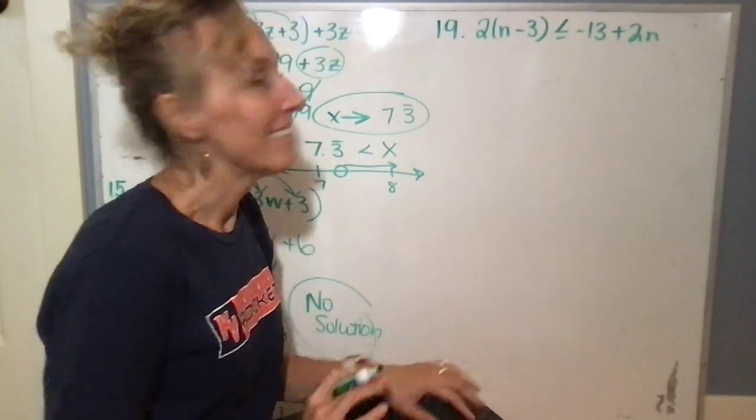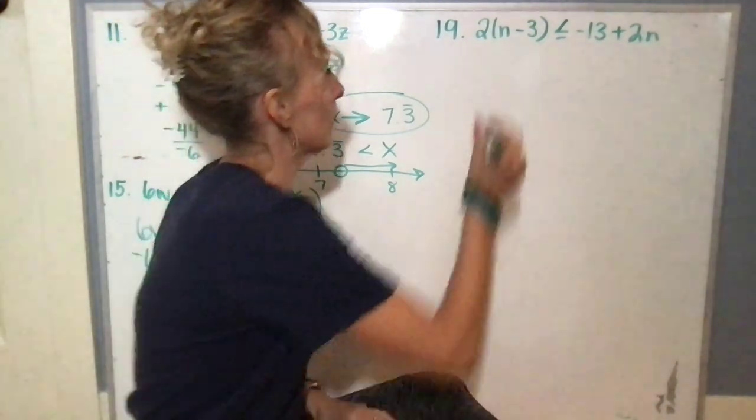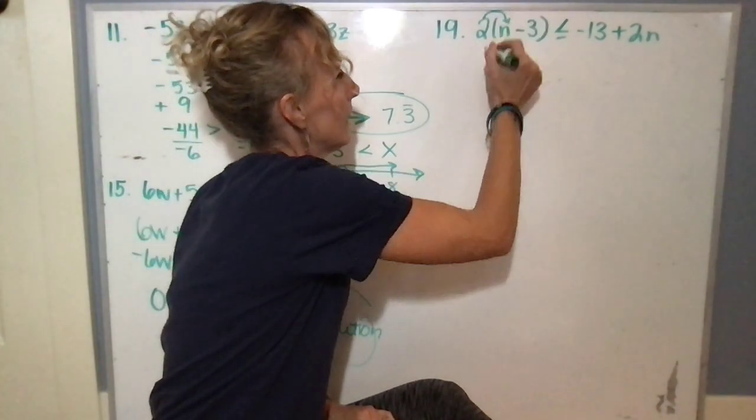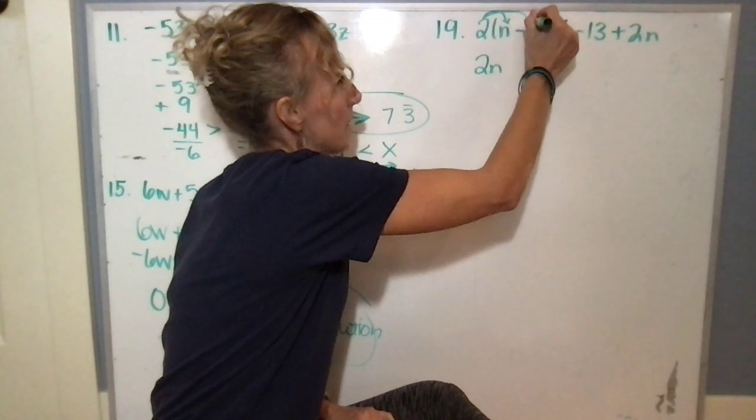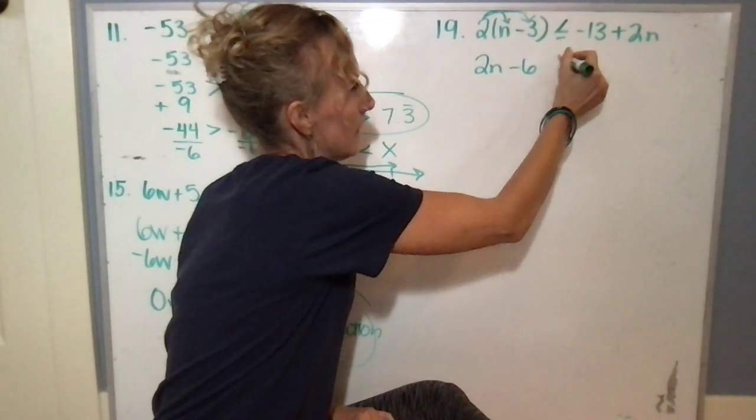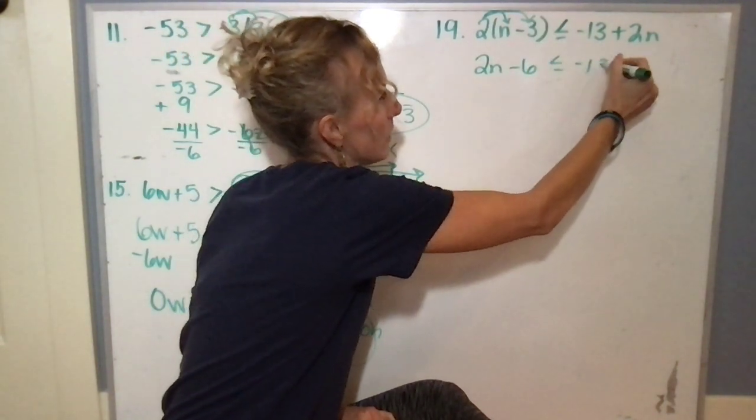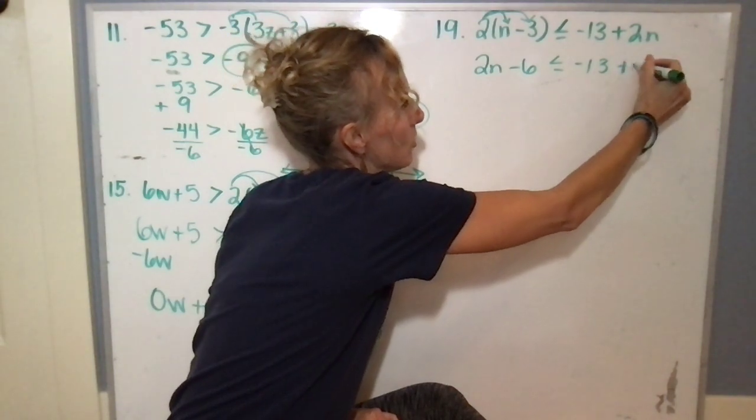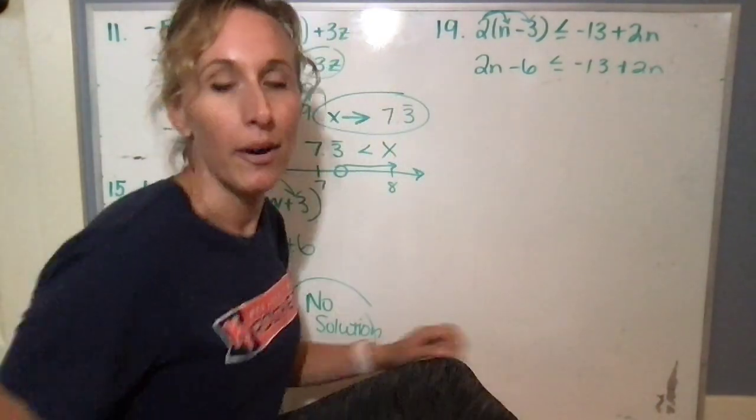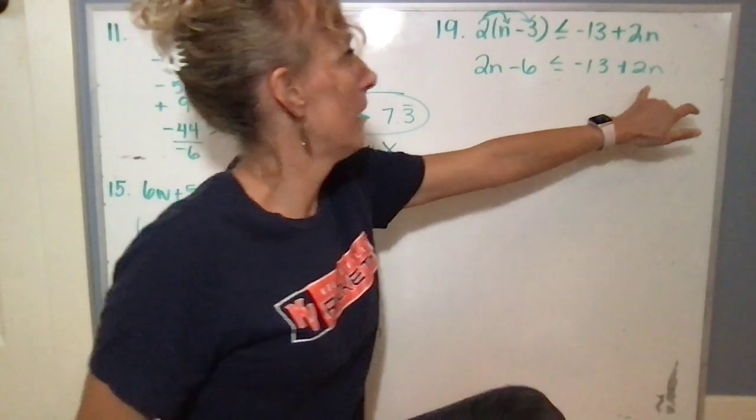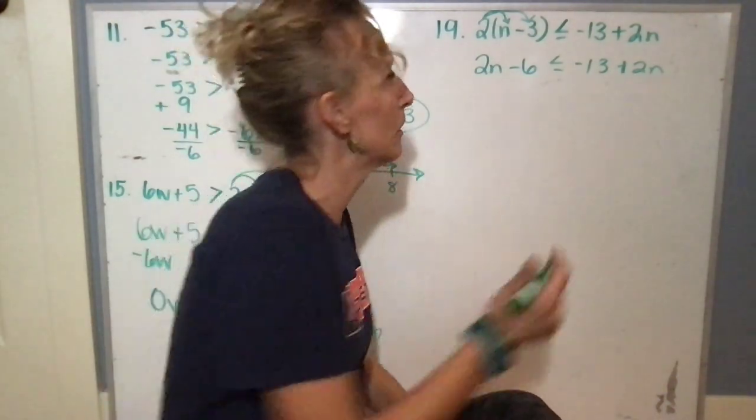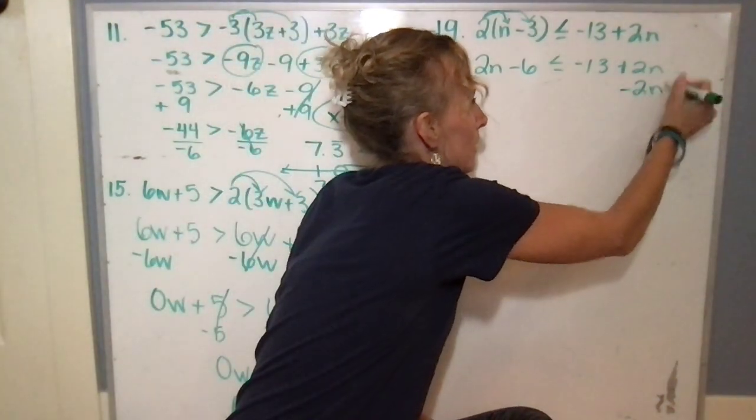All right. Now we got parentheses again. Let's get rid of them. 2 times 1n is 2n. 2 times negative 3 gives us negative 6 is less than or equal to negative 13 plus 2n. All right, here we go. Now, again, we've got variables on either side. Let's cancel one out. I always cancel the one on this side.